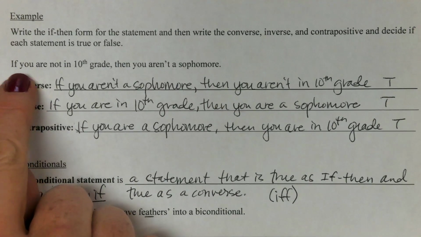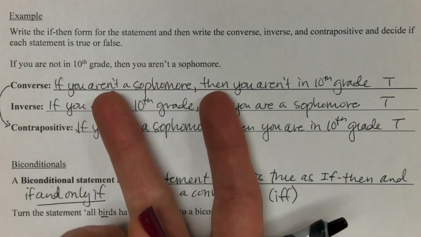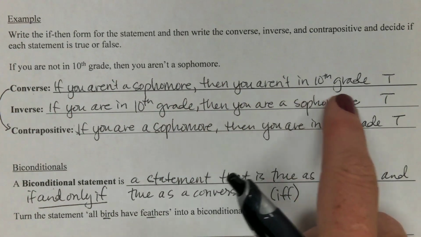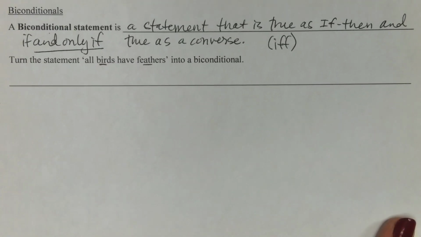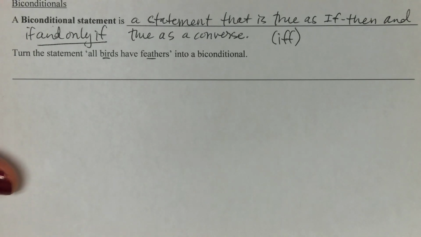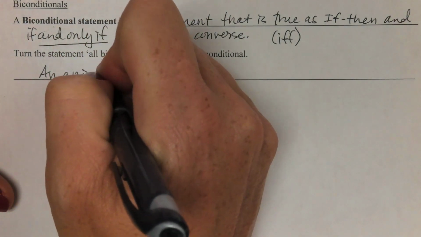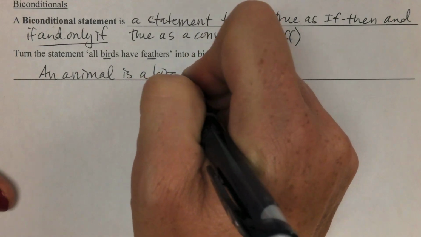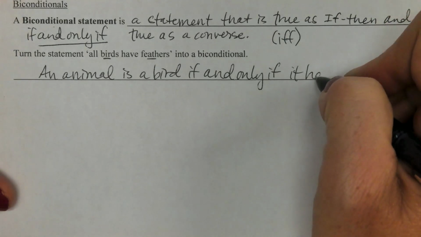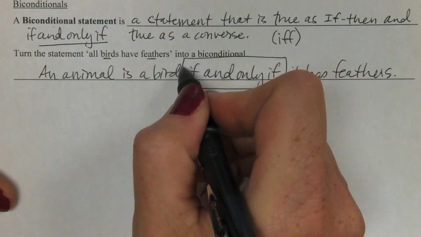So to use this one, it would be if you are not in 10th grade, if and only if you aren't a sophomore. Or it could be conversed around. You are not a sophomore if and only if you are not in 10th grade. So you're just saying that this definition is true both directions. Both if-thens, the original and the converse, are both true. An animal is a bird if and only if it has feathers. So that is how we took that statement and we turned it into a biconditional.